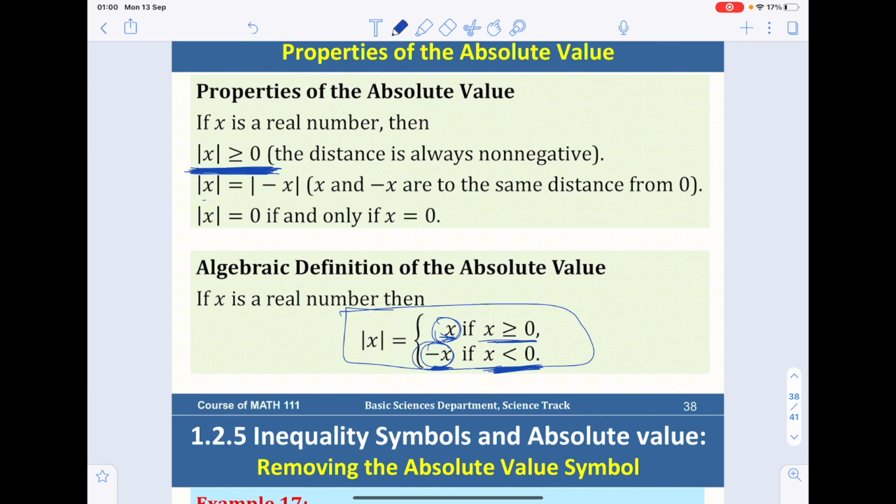The absolute value of x equals the absolute value of negative x, because both will give us the value of x without the sign, the positive value of x. And as we said, it cares about the distance from 0. We don't care about the direction. The absolute value of x equals 0 if and only if the value inside the absolute value equals 0.